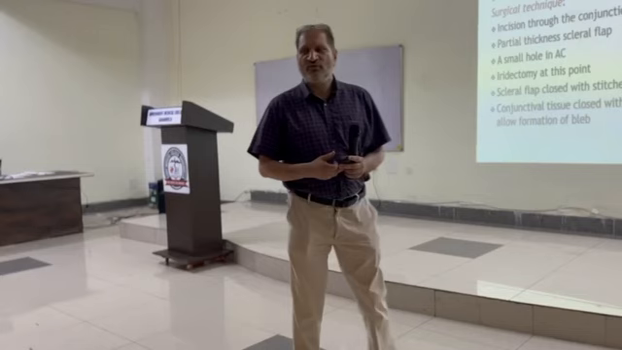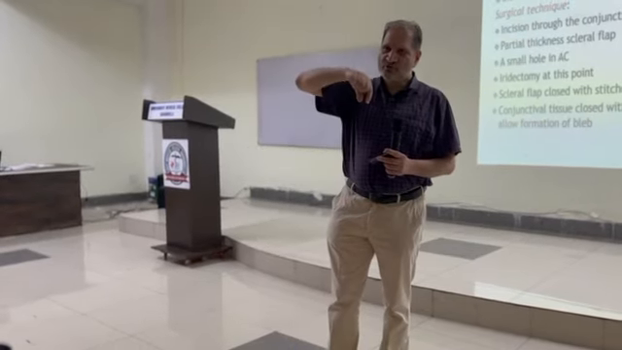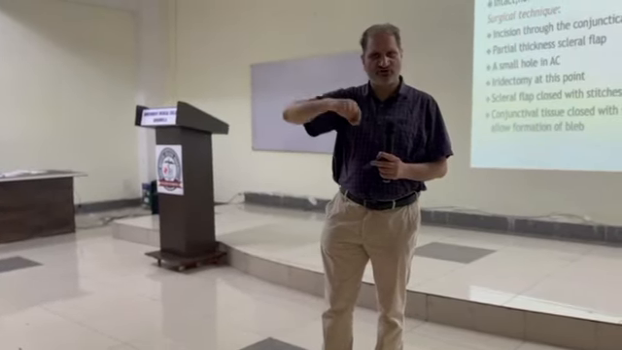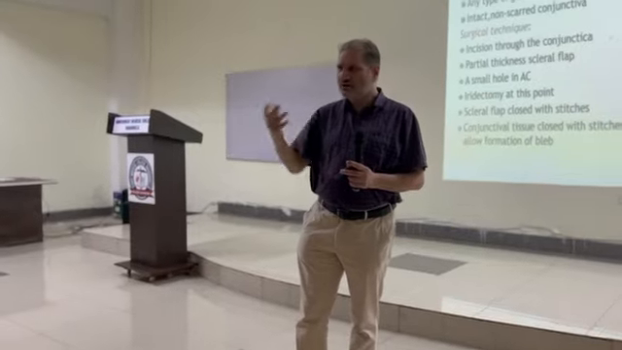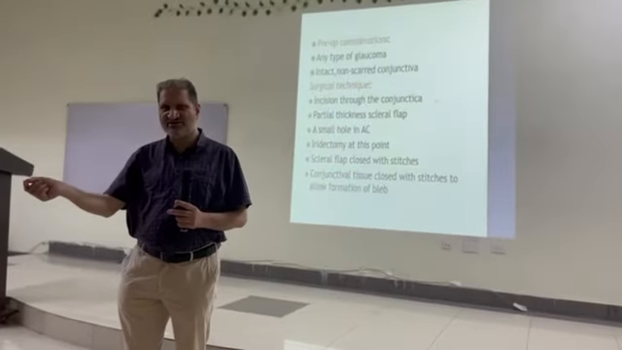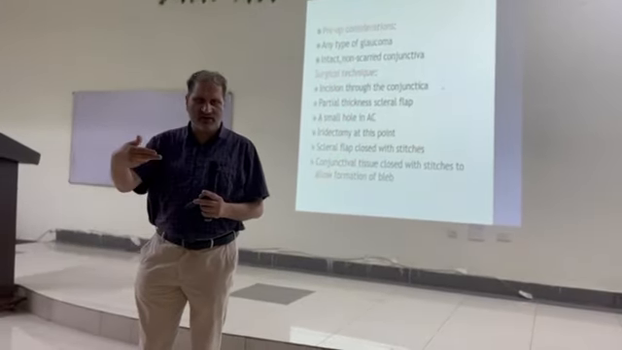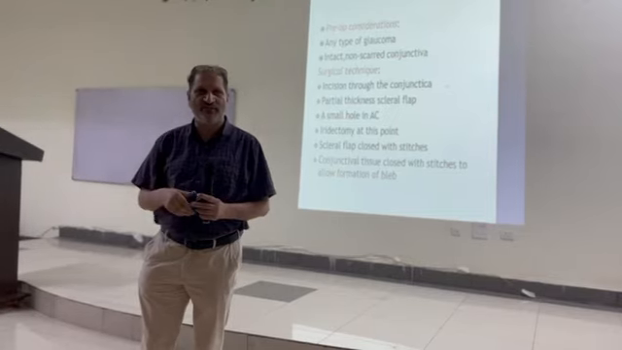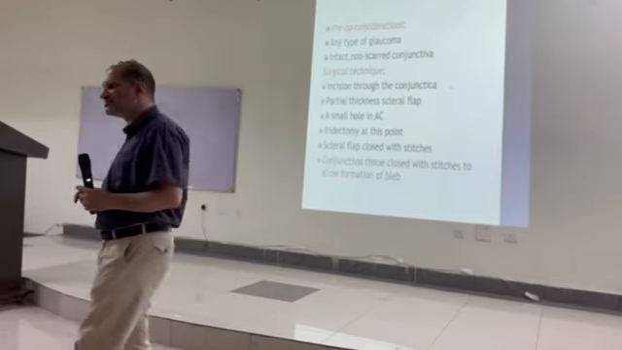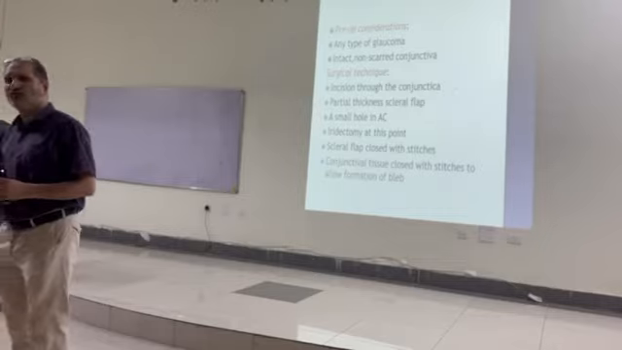What are the steps? First we do a superior rectus stitch. Then we make a paracentesis. Then we make a conjunctival flap. A conjunctival flap means limbal base or fornix base.